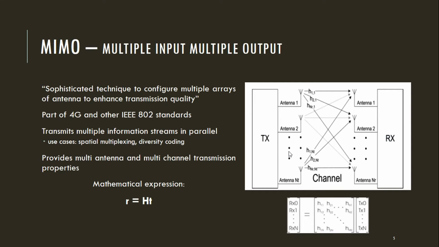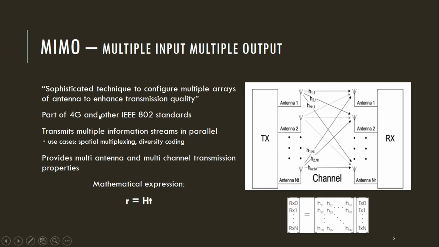Beginning with MIMO, multiple input, multiple output, I would define it as a sophisticated technique to configure multiple arrays of antenna to enhance transmission quality. How do we do it? A MIMO is basically an array of multiple antennas at the transmission and the receiving side, and they create different physical channels for transmission between each antenna and receiver pair.